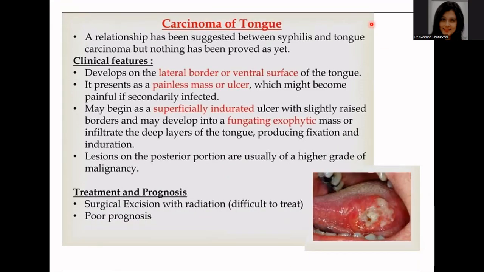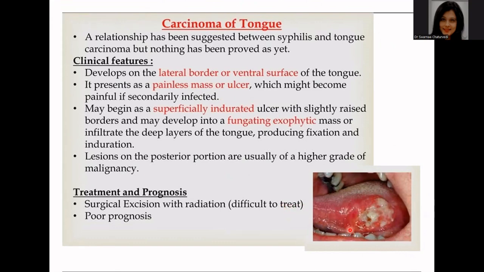If we look at carcinomas of the tongue, here a relationship with syphilis has been strongly suggested through various studies. If we look at the clinical features, the most common surface of the tongue that is involved is the lateral border and the ventral surface.